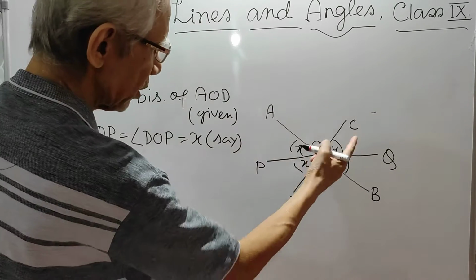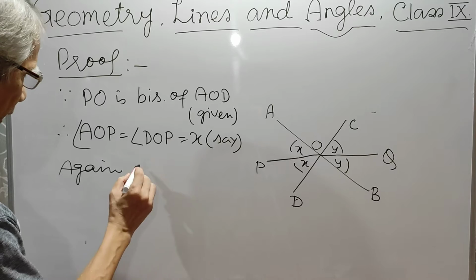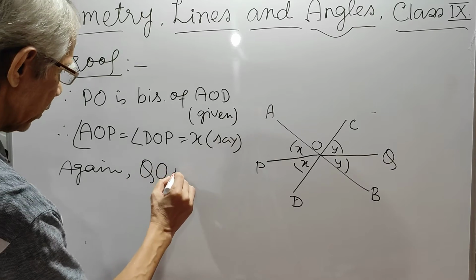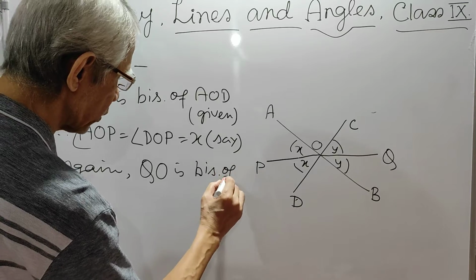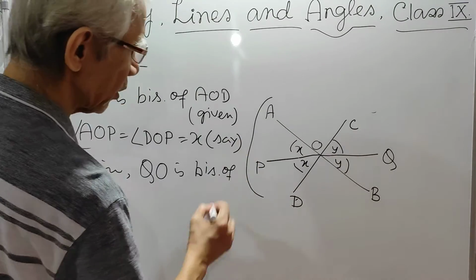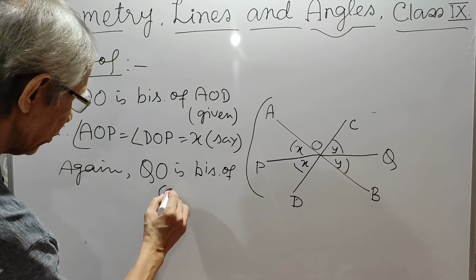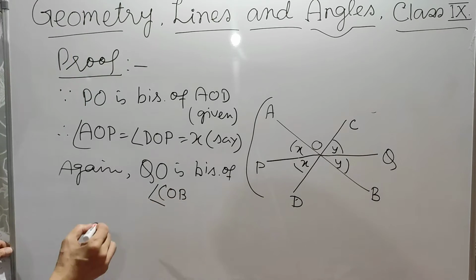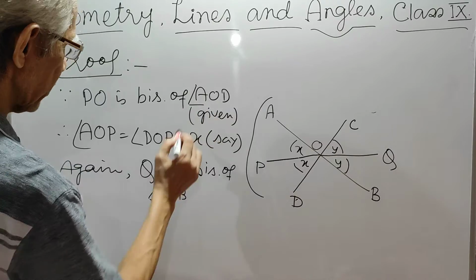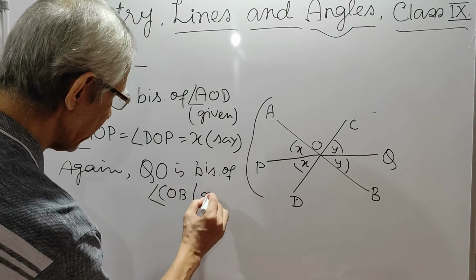Again, QO is bisector of what? QO is bisector of COB. Angle COB, isn't it? Bisector of angle COB. Now this is given.